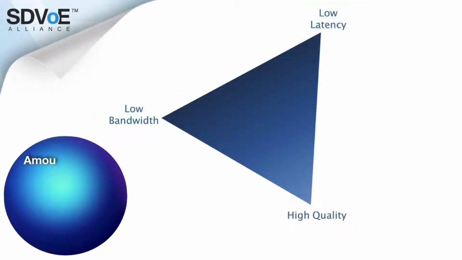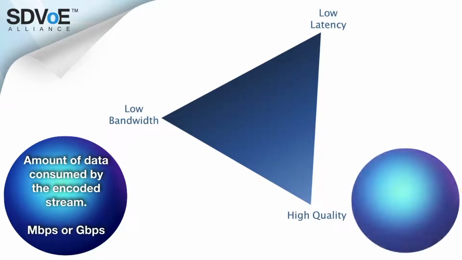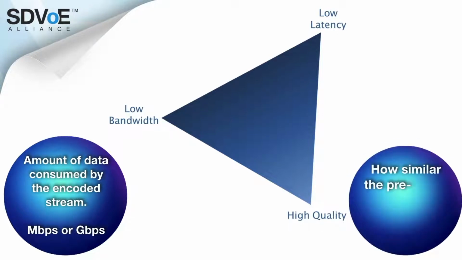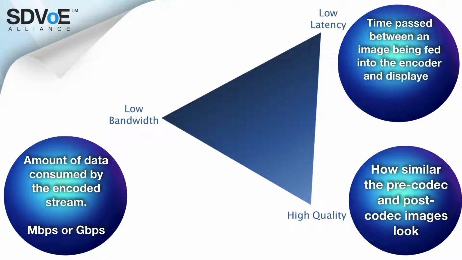Bandwidth is the amount of data consumed by the encoded stream and is measured in megabits per second or gigabits per second. Quality is how similar the pre-codec and post-codec images look. Latency is how much time passes between an image being fed into the encoder and the same image being displayed on a display after being decoded.